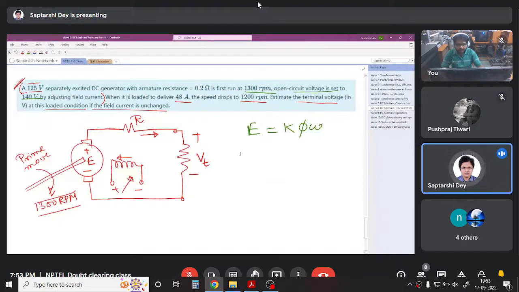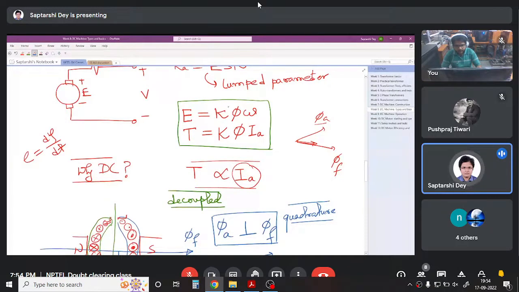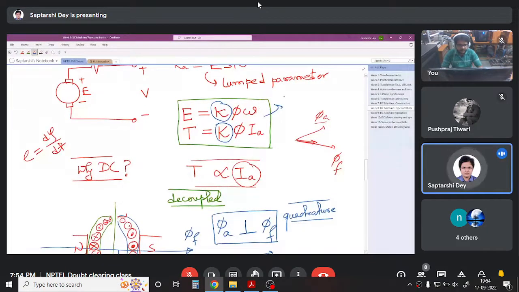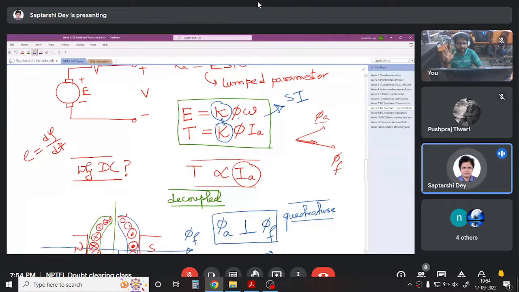Oh, I forgot to tell you one thing. These two equations, I wrote E equals K phi omega, T equals K phi IA. The K value that I wrote, I did not write K1 and K2, I wrote K in both cases. If you write these equations in the SI system, EMF in volt, torque in Newton meter, flux in Weber, omega in radian per second, and current in ampere, or in any one given unit system, the value of K will be the same. It is sometimes called the machine constant. They are the same magnitude wise.